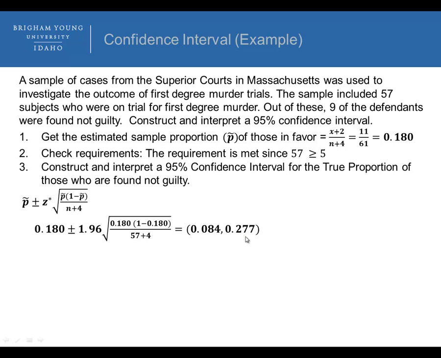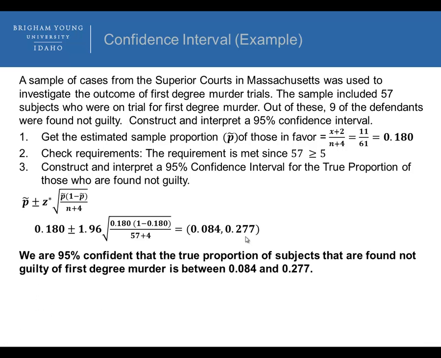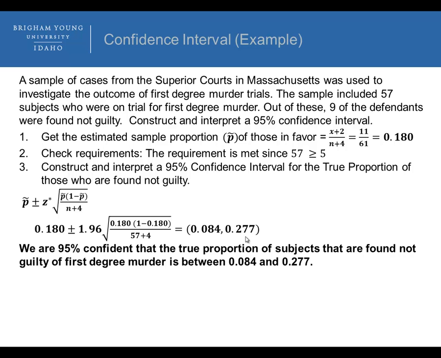So how do we interpret this? We say that we are 95% confident that the true proportion of subjects that are found not guilty of first-degree murder is between 0.084 and 0.277.